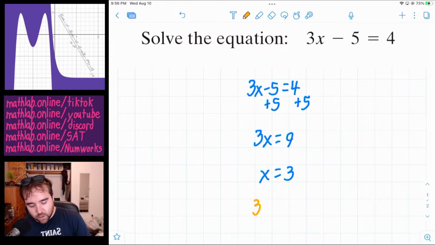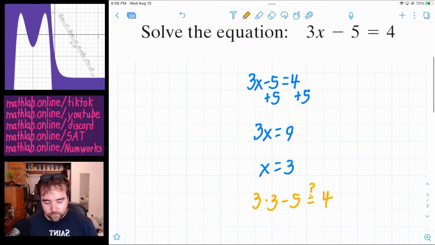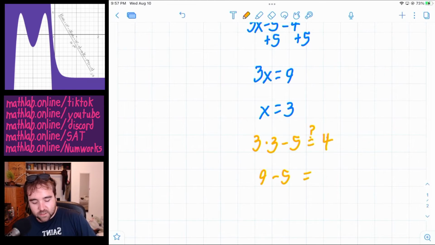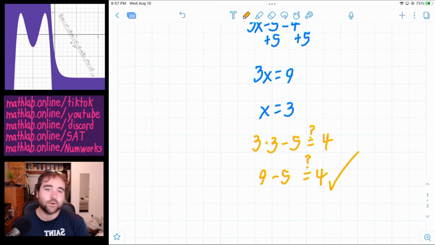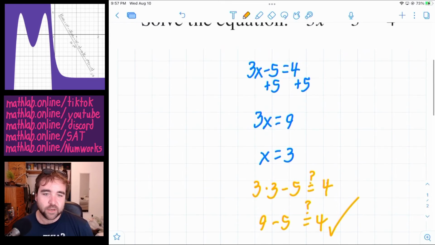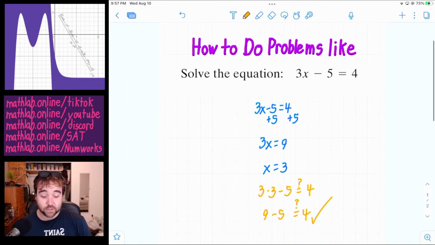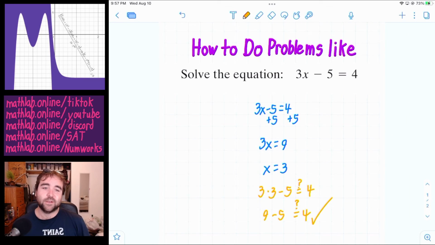So if we did 3 times 3 minus 5, I like to write equals question mark because that's what we want to know. Does that equal 4? And so we do that out. And 3 times 3 is 9. So we have 9 minus 5. We're saying, does that equal 4? And yes, that does equal 4. So we solved the equation because we found the value for x that we can plug into this equation that gives us a true equation.